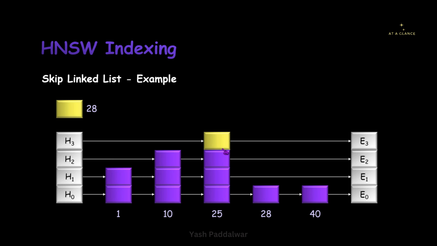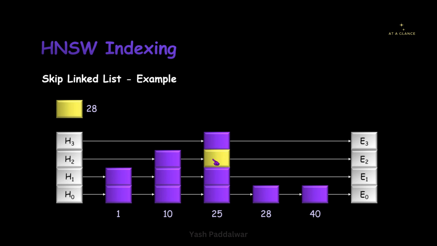Now again we'll do the same thing. We will check whether 28, the query to be searched, is greater than the next node at the same level. Now here you can see the next node is end. Since the next node is end, we cannot jump here. So in this case, we'll simply move one layer down. So now the pointer will point here.